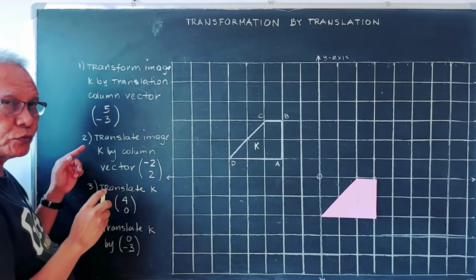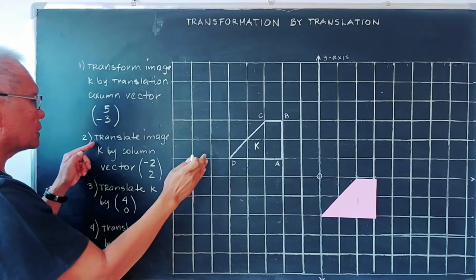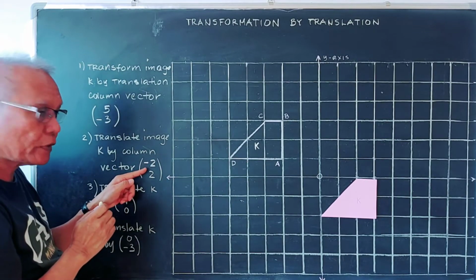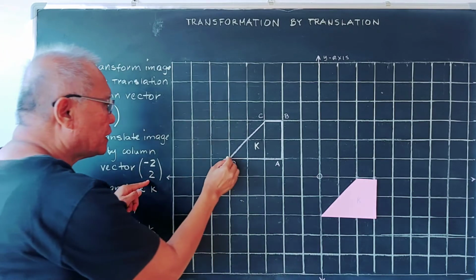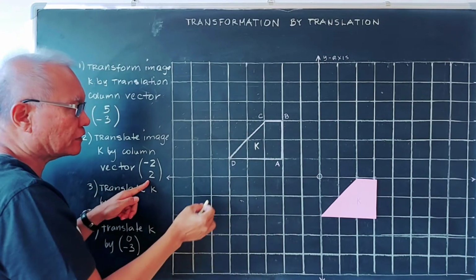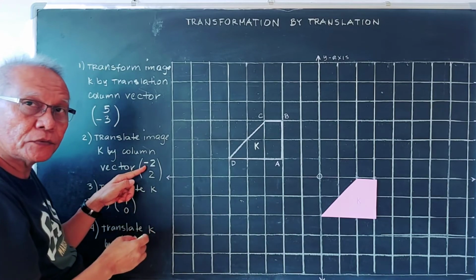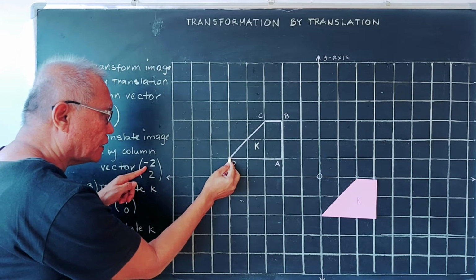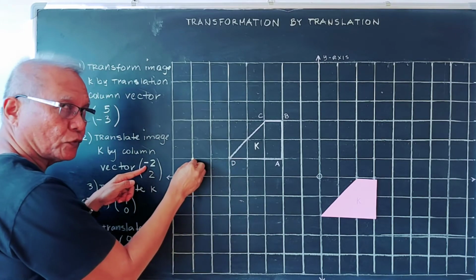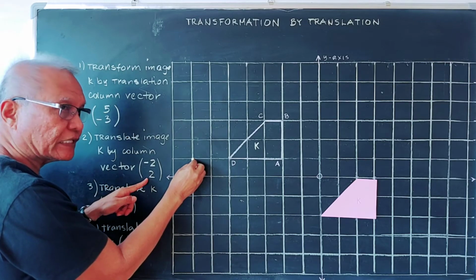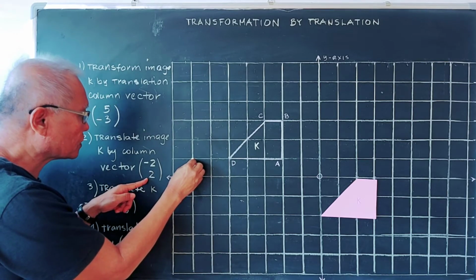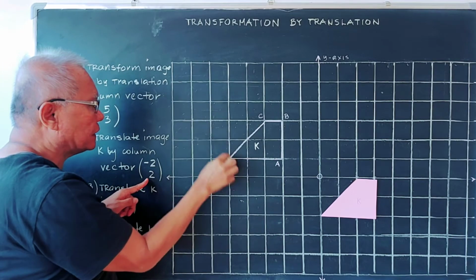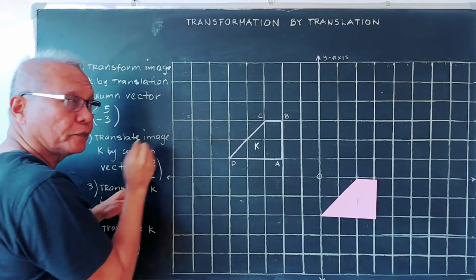Okay, let's have number 2. Again, translate image K by column vector -2, 2. So let's start with the D. You can start in any letter if you want. So -2 means we are going to the left first by 2 units. So from here it's 1 and 2. Okay, and then 2 will tell us up or down. So this one is positive, it means that we are going up. So we have 1, 2, so our point D is here, D prime.